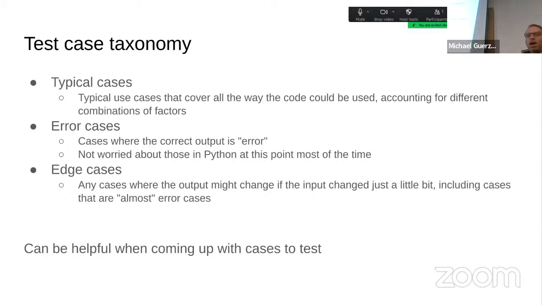So you have your typical cases. Typical cases would just be typical situations where you're using the function. You would have error cases. This is more prominent in languages other than Python. An error case would be a situation where the input is in some way invalid, and the function's job is to in some way let the person who called the function know that they did something wrong and that the format of the input was wrong.